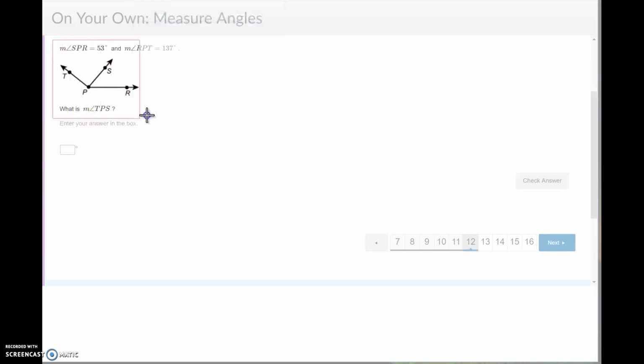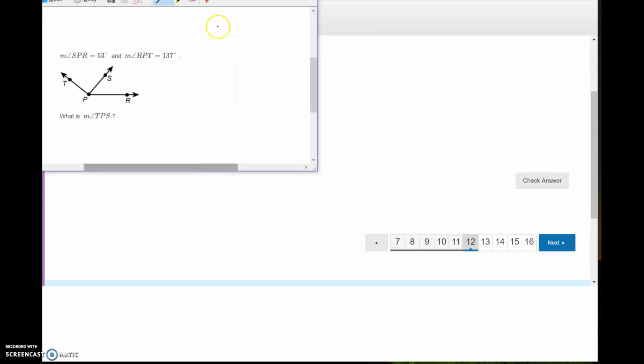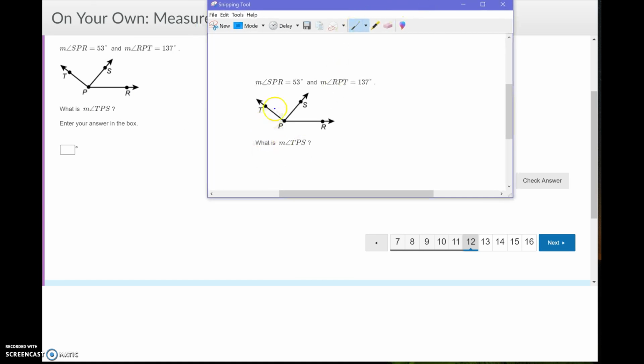All right, take a snip of this so we can write on it. All right, angle SPR. SPR is 53. And angle RPT, so the whole angle is 137 degrees. So we want to find that TPS, that missing angle. So we're going to take 137 and subtract 53, and that gives us 84.